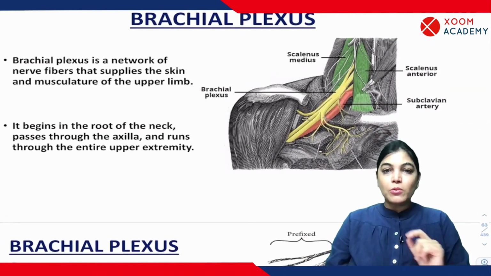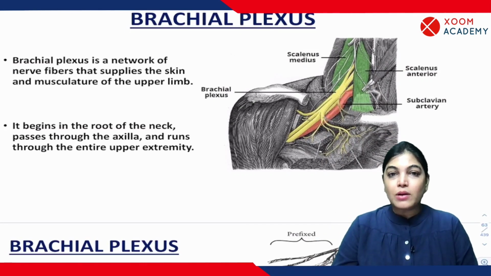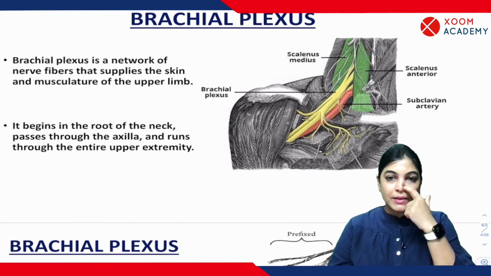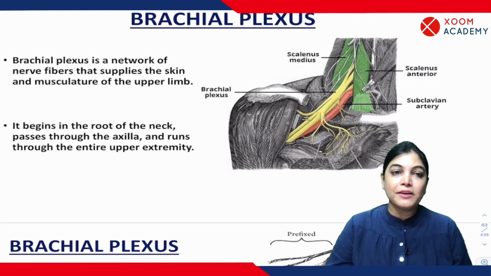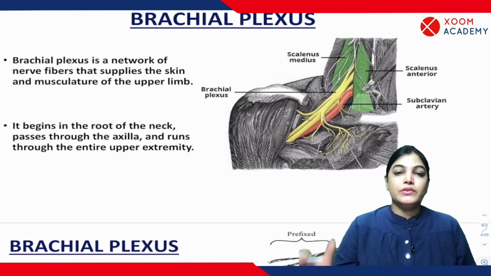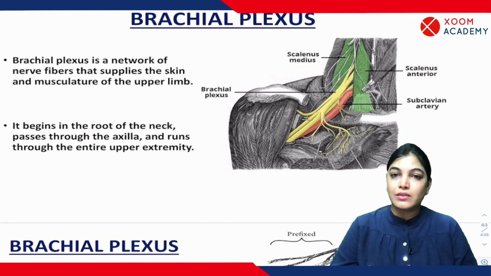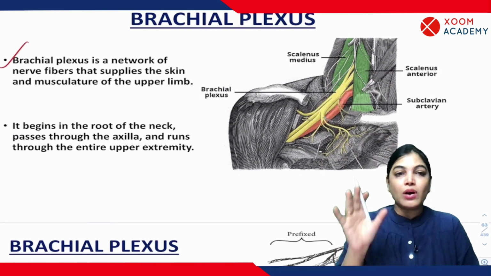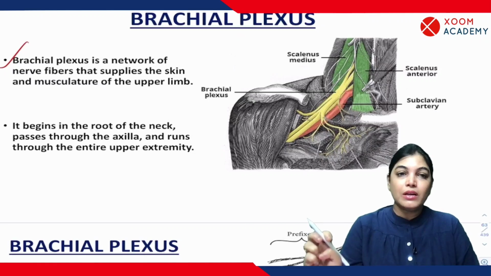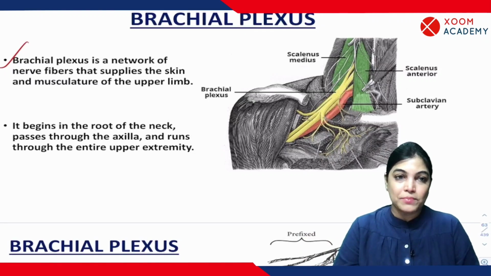When I am talking about the formation of brachial plexus, it is a nerve plexus. If I talk about the word plexus, what does that mean? It means a bunch of nerves, a network of nerves. The cords of brachial plexus reside in the axillary region, and the roots and the trunks reside in the neck region. Basically, it's a network of nerves giving innervation to the skin and also the muscles of upper limb.